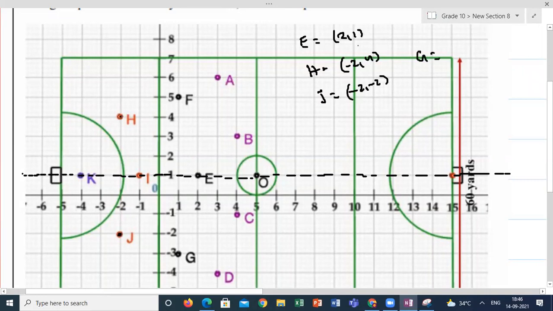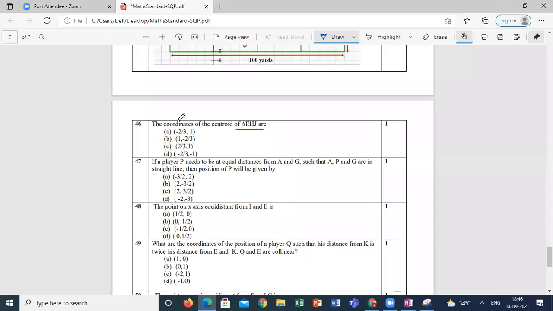The centroid is (x1 plus x2 plus x3) by 3, (y1 plus y2 plus y3) by 3. So 2 minus 2 minus 2 gives minus 2 by 3. 1 plus 4 is 5, 5 minus 2 is 3, and 3 by 3 is 1. So the answer is minus 2 by 3 comma 1, which is option A. Is it clear, guys, what I did?